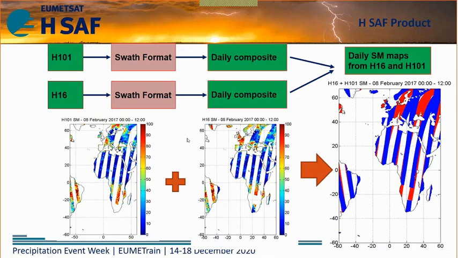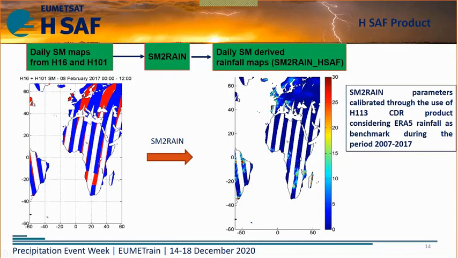Regarding the workflow, first of all, we collect all the soil moisture data in a temporal window of 24 hours over the study area, and we create a daily soil moisture map obtained by merging the information of the two different platforms. In this way, we can fill some gaps in the area between the different orbits of the satellites.